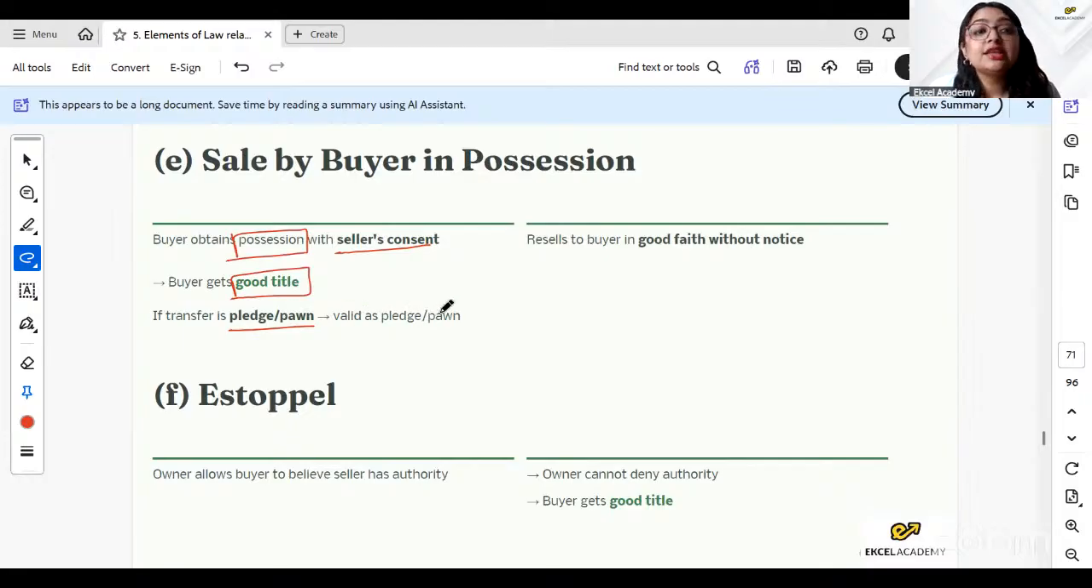All right, so in this case, what happens? The goods are in the possession of the buyer and he resells it to someone else, and the person to whom he is reselling it to will have good faith, and then this transfer will be valid.